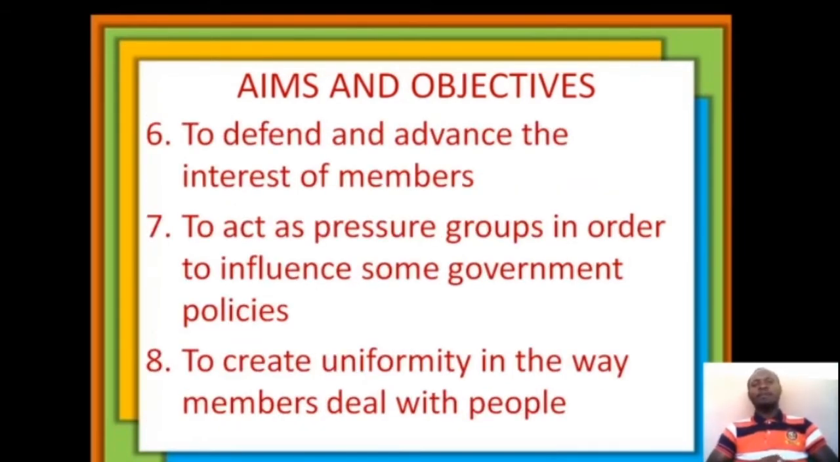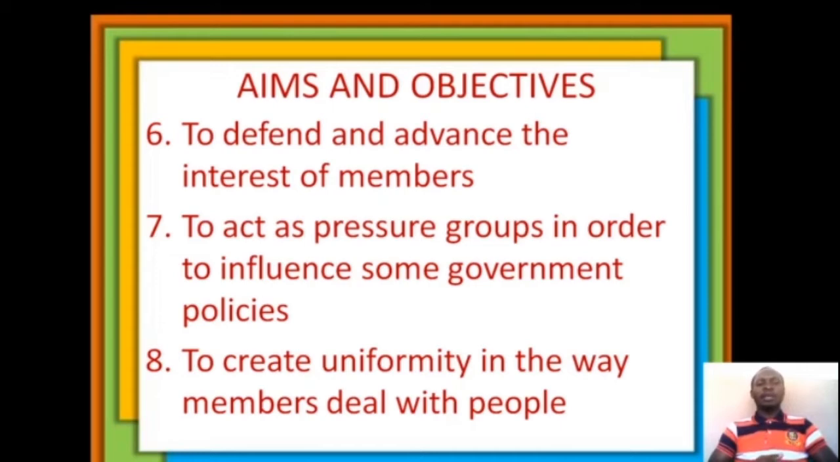Six, to defend and advance the interests of members. Let's still use that policy to explain it. If there is a certain law on ground that does not favor their business, they see how they can come up with a response. Or let's say a member of the association is being treated unfairly by the government. Yes, this is where they come up as a body to defend the member.